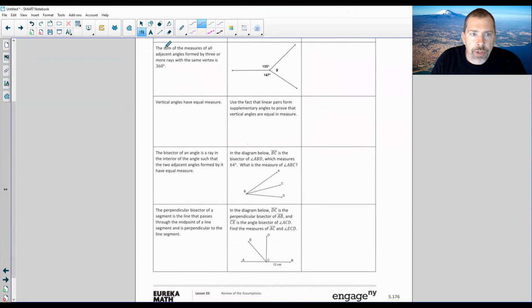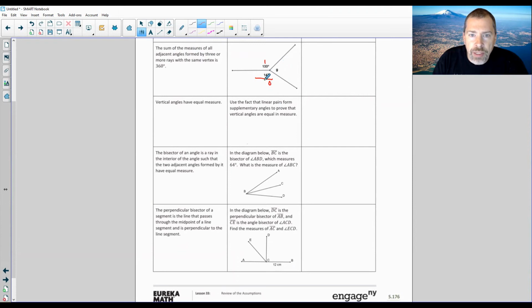The second one: the sum of the measures of all adjacent angles formed by 3 or more rays with the same vertex is 360 degrees. Because if I go all the way around, that's a full circle, a 360-degree rotation, if you will. So 133 plus 147 plus G equals 360. The first thing you do is add the 133 and 147.